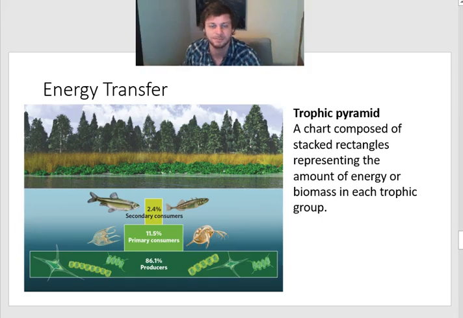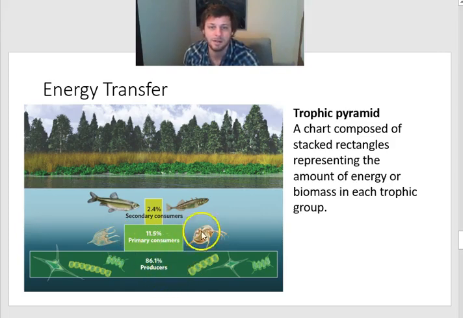Troph means to eat. And so trophic pyramids are pyramids that show how much energy is in each level or how much biomass is in each level. You can see them either way, either both energy or biomass. This one is looking at energy. And so in this lake pond situation here, 86% of the energy is found in the primary producers. So a whole lot of the energy is found in these primary producers.